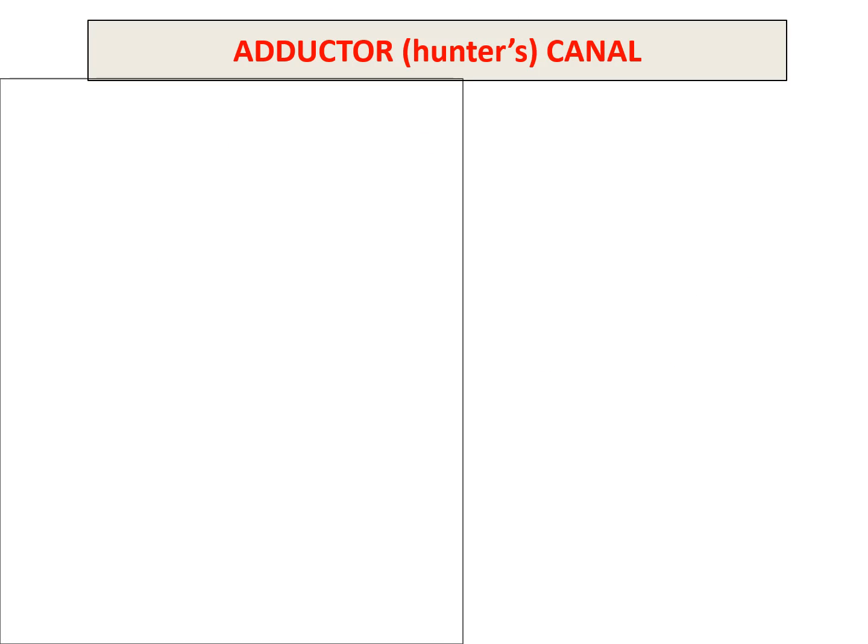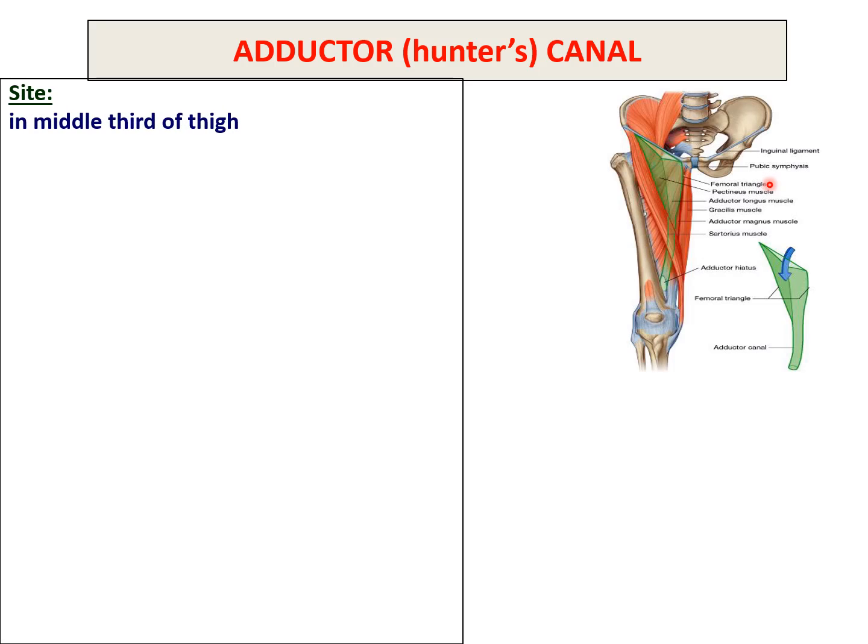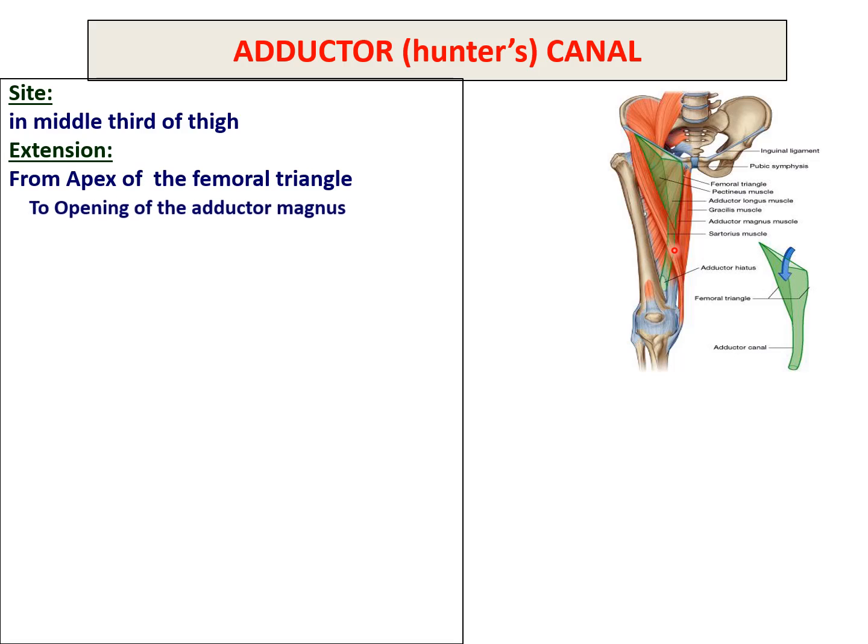The adductor canal is present in the middle third of the thigh here. It extends from the apex of the femoral triangle to the adductor hiatus, which is the opening of the adductor magnus.